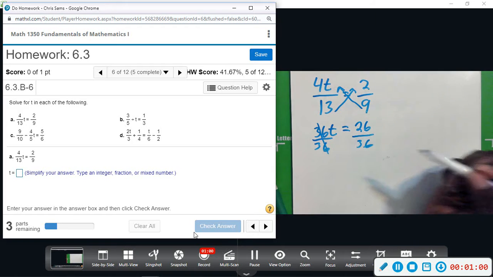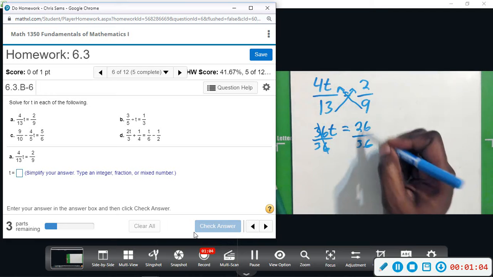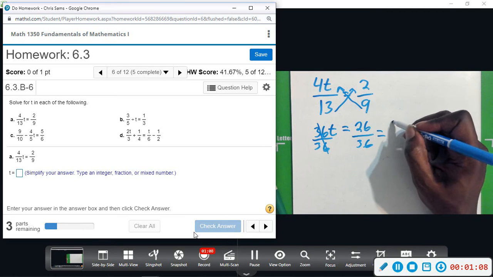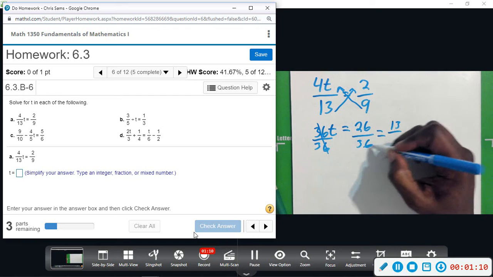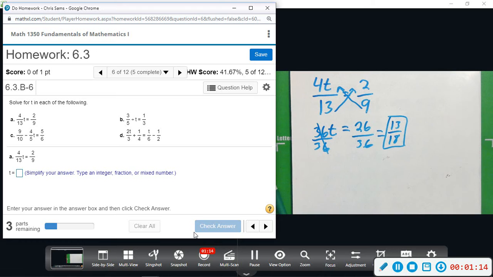And 36 divided by 36 is 1, so t is equal to 26 over 36, which we can divide both of these by 2, and that will give us 13 over 18 in reduced form. So t for A is 13 over 18.